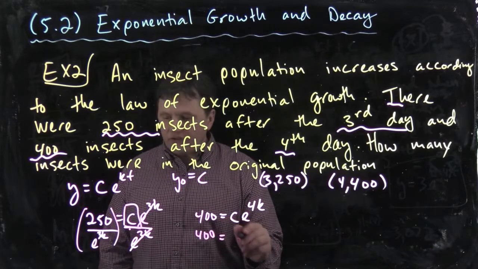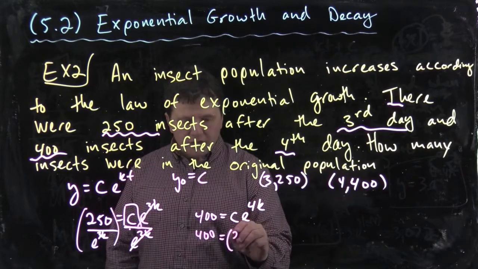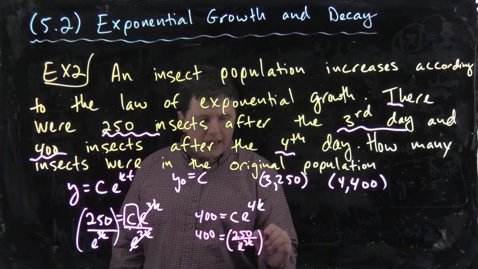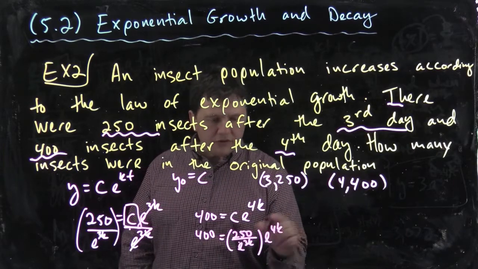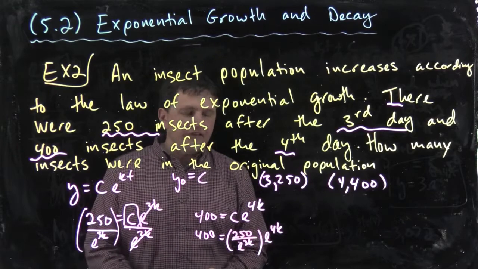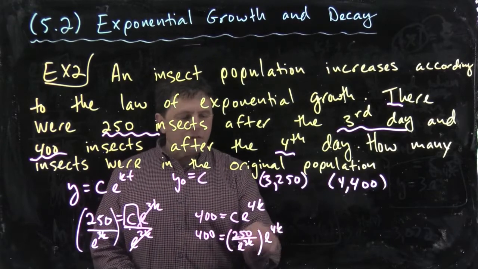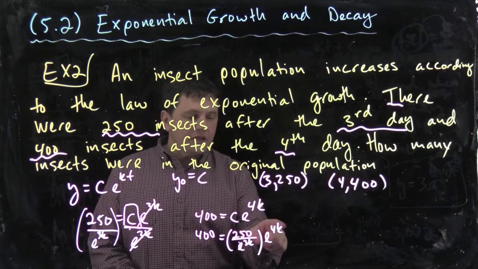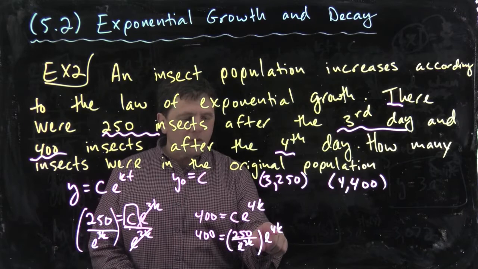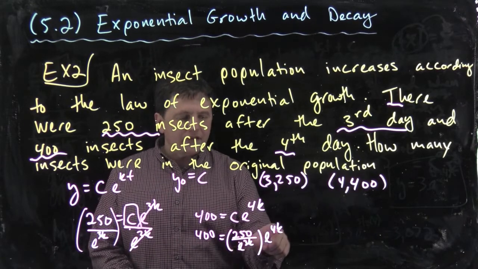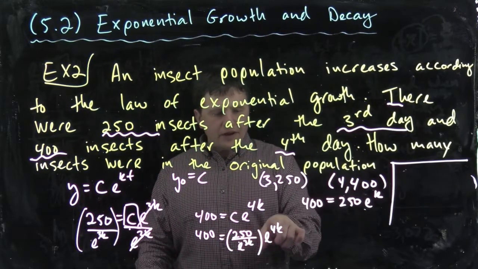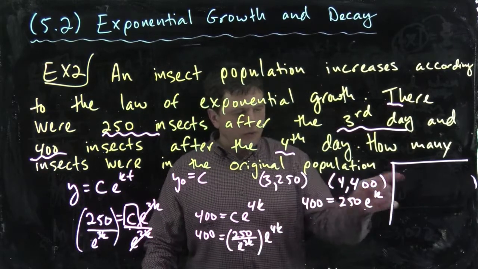And we're always going to be able to simplify this term. So we're going to get 250 over e to the 3k, and then we have e to the 4k up here. So I just replace the c with this here. Now notice, we're always going to have the same base because we have e here. So e to the 4k divided by e to the 3k, I'm going to subtract those exponents. So 4k minus 3k is just going to give me k. So we get e to the k.